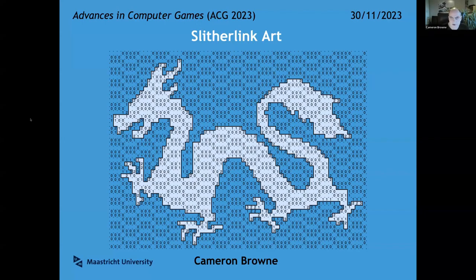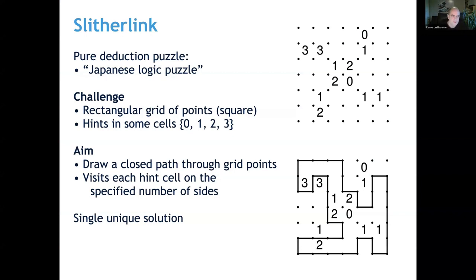Okay, I'm Cameron from Maastricht University, and I'll be talking about Slitherlink art. So Slitherlink is a pure deduction puzzle. It's in the family of Japanese logic puzzles, such as Sudoku. Each Slitherlink challenge involves a rectangular grid of points in a square lattice and hints in some cells with values 0, 1, 2, or 3. The aim is to draw a single closed path through the grid points that visits each hint cell on the specified number of sides. So each challenge should provide a single unique solution. And on the right, we have a typical challenge and its unique solution.